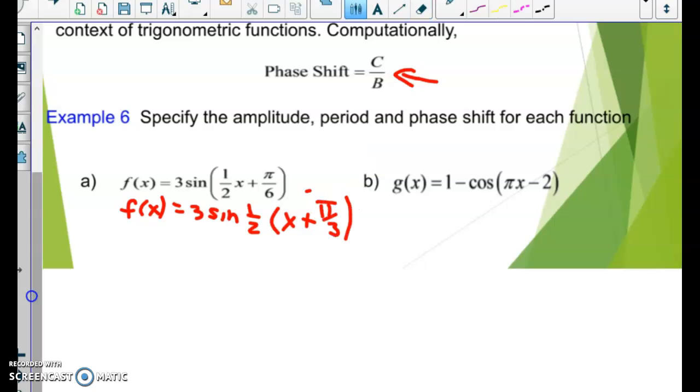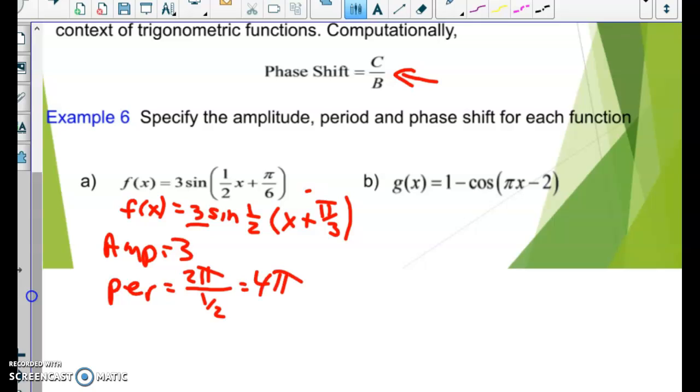And so we're going to talk about our amplitude is 3. Our period is going to be 2 pi divided by a half, which gives me 4 pi. And then my phase shift, in this case, is going to be pi over 3 to the left. Remember, it's always the opposite direction when it's in a parenthesis.